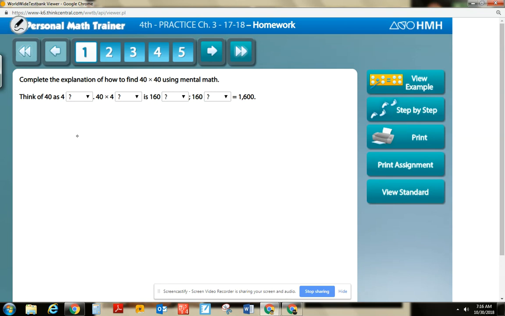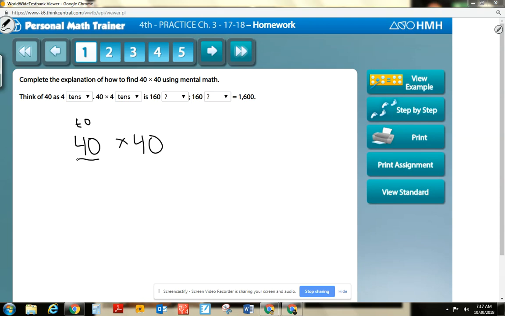To show your work, you would write down 40 times 40. So think of 40 as 4 ones or tens. So when we look at 40, I see 4, well, that's in the tens place, right? So it would be 4 tens. 40 times 4 tens. There's no 4 ones. It's only 4 tens.